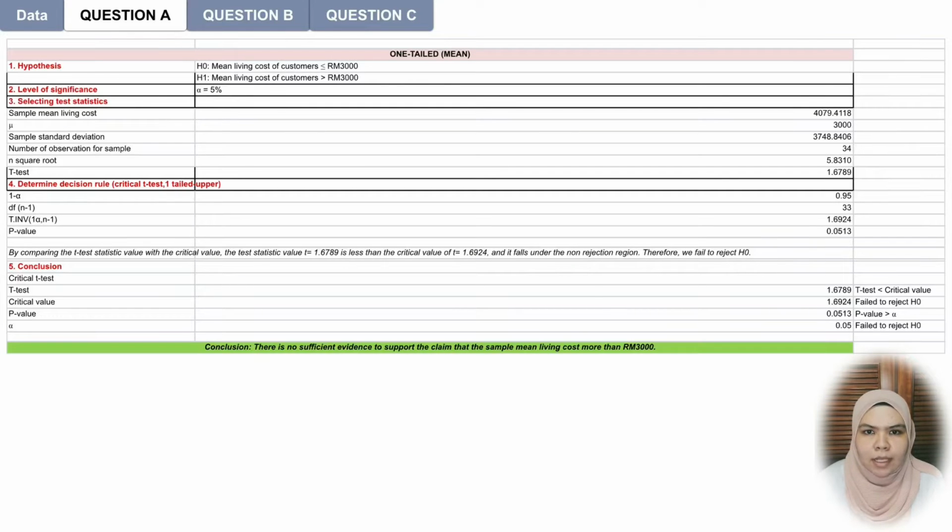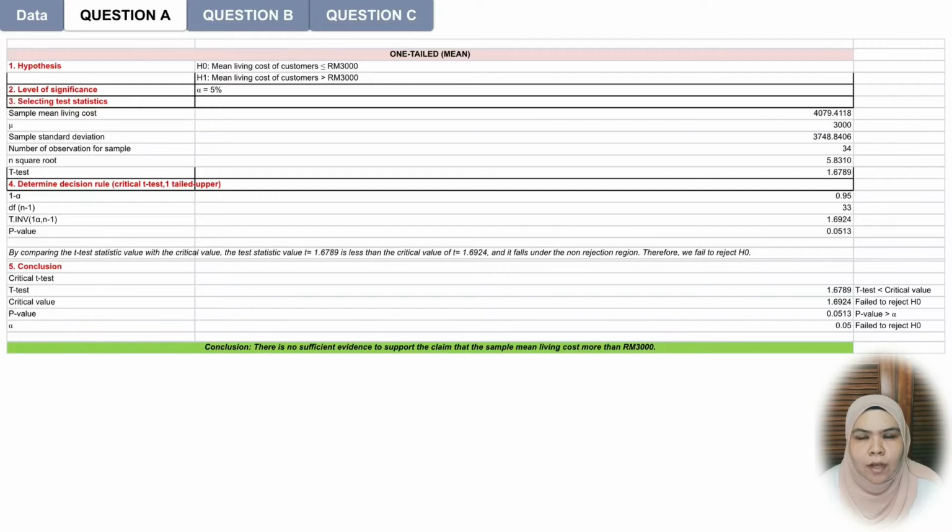So for question A, this is the answer. For the first step, there are two hypotheses. The null hypothesis stated that the mean living cost of customers is less than or equal to 3,000 ringgit, while the alternative hypothesis stated that the mean living cost of customers is more than 3,000 ringgit. The next step is to determine the decision rule.